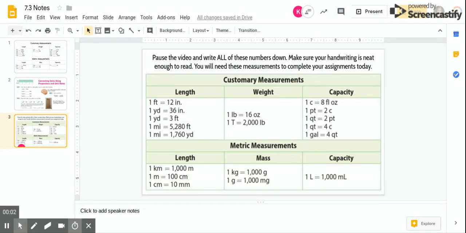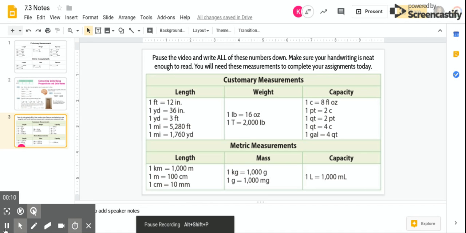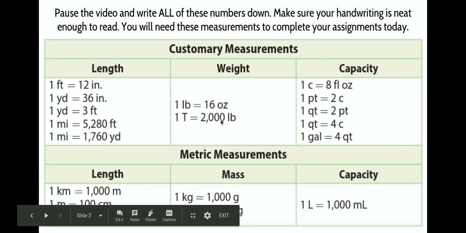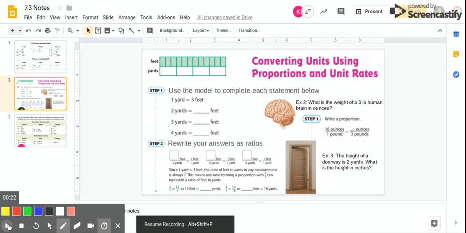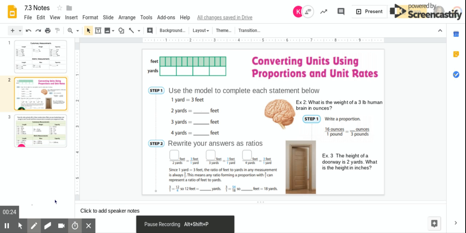These notes about measurement, I need you guys to pause this video and copy down all of these numbers. And then whenever you're done copying down all of those, hit play and I'll move on to the bottom page. All right, so we're going to need that list of measurements in order to answer all of these questions today.